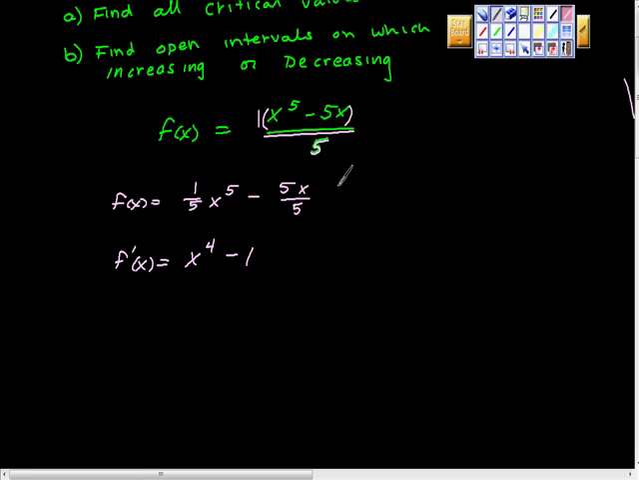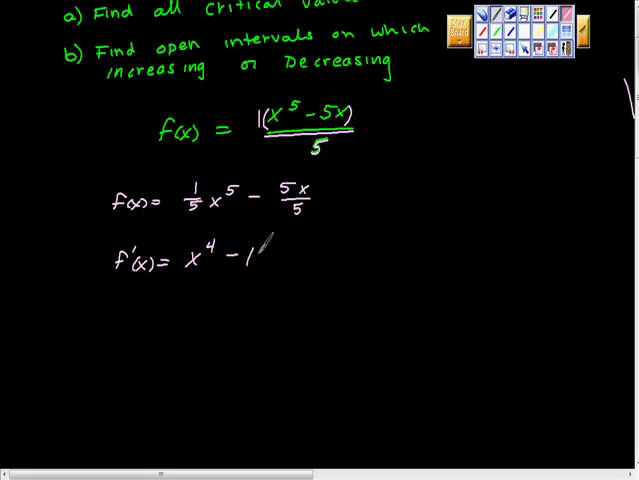How did I get that? Because this is negative 1, right? 5 over 5 is 1, negative 1. So the first derivative of negative x is negative 1. Right? So we're going to do the first derivative test here. We're going to look for critical values.